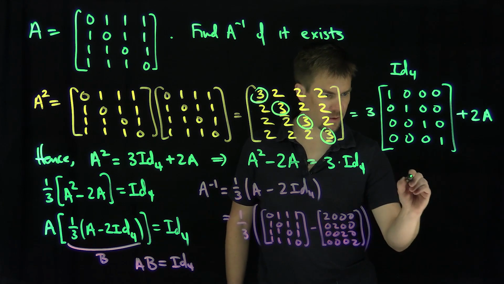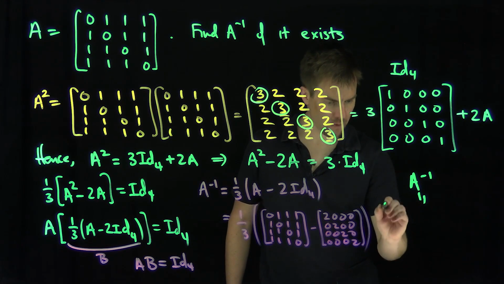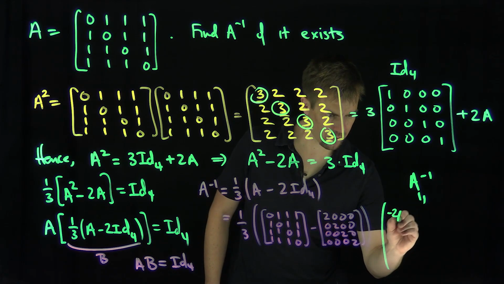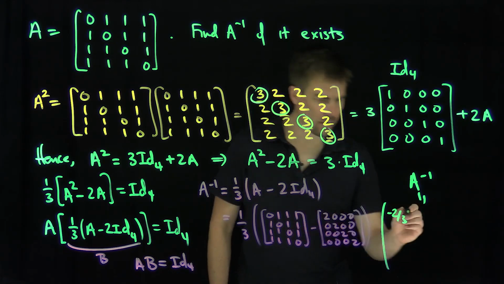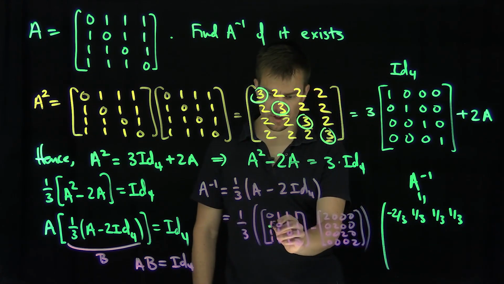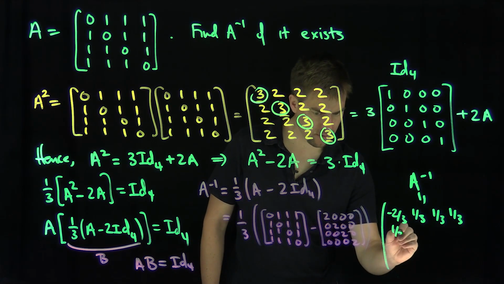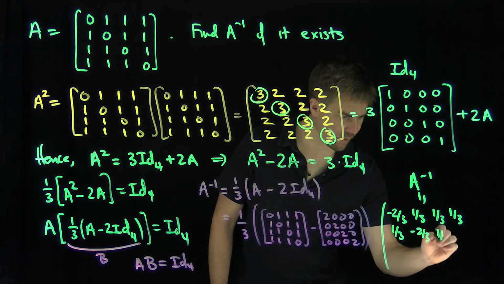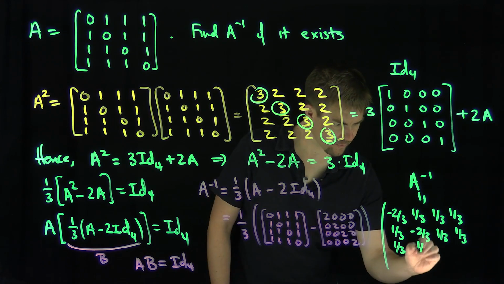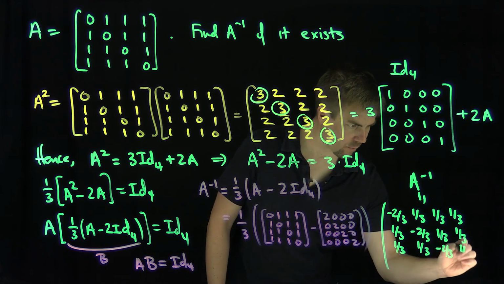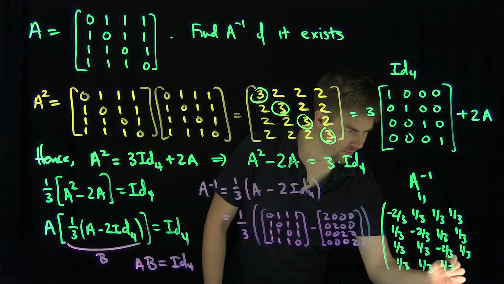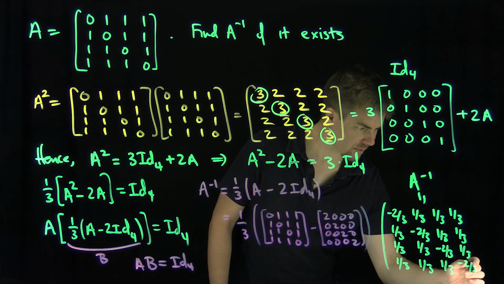A inverse is the matrix. Well, we're going to have a negative 2/3, then 1/3, 1/3, 1/3. The next row is going to be 1/3, then negative 2/3, then 1/3, then 1/3. Then 1/3, 1/3, negative 2/3, and then 1/3. And then finally 1/3, 1/3, 1/3, and negative 2/3.